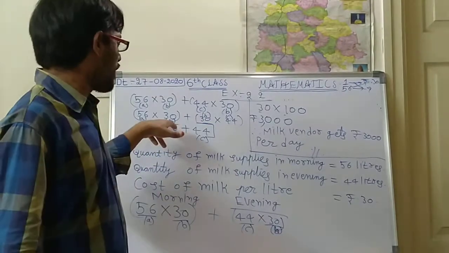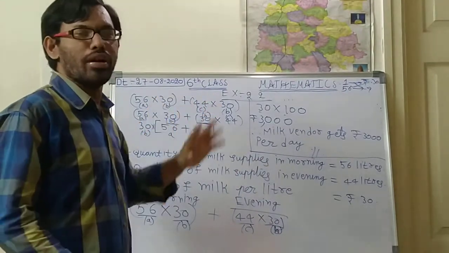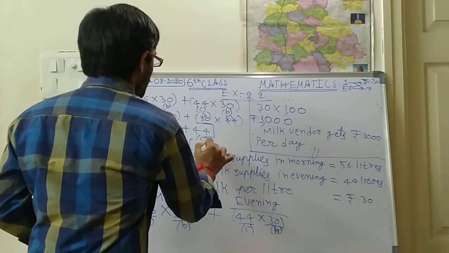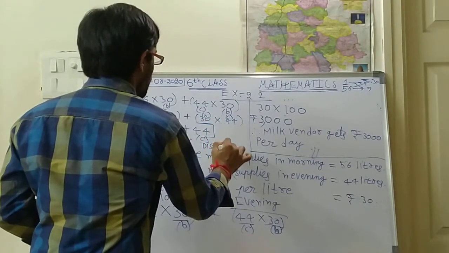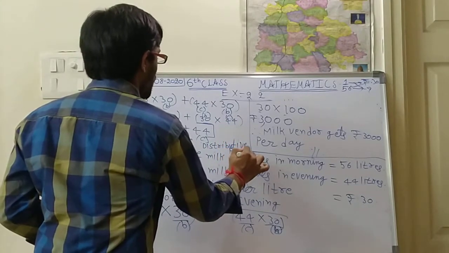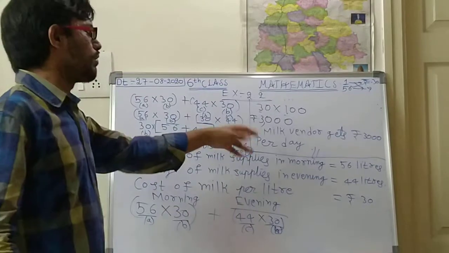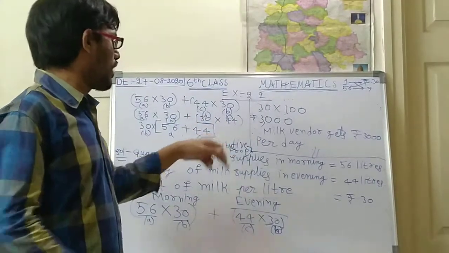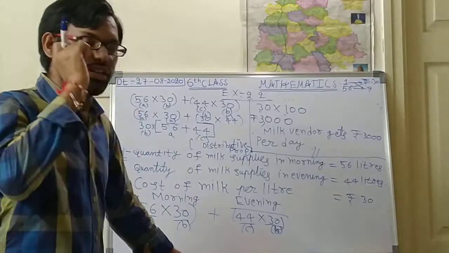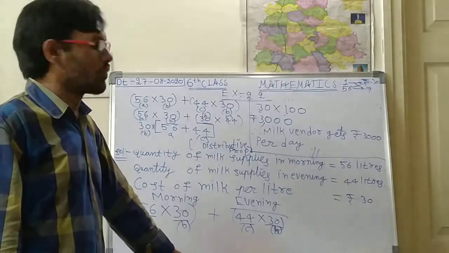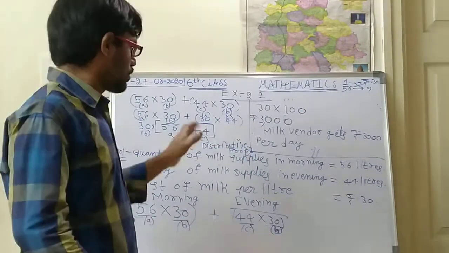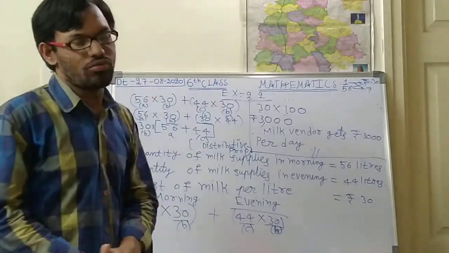So what is this property? Same distributive property only. So if you want you can write here, since distributive property. Like this you can write. If you write, very good, very well and good, because you will get some more extra marks. So this is about this word problem.